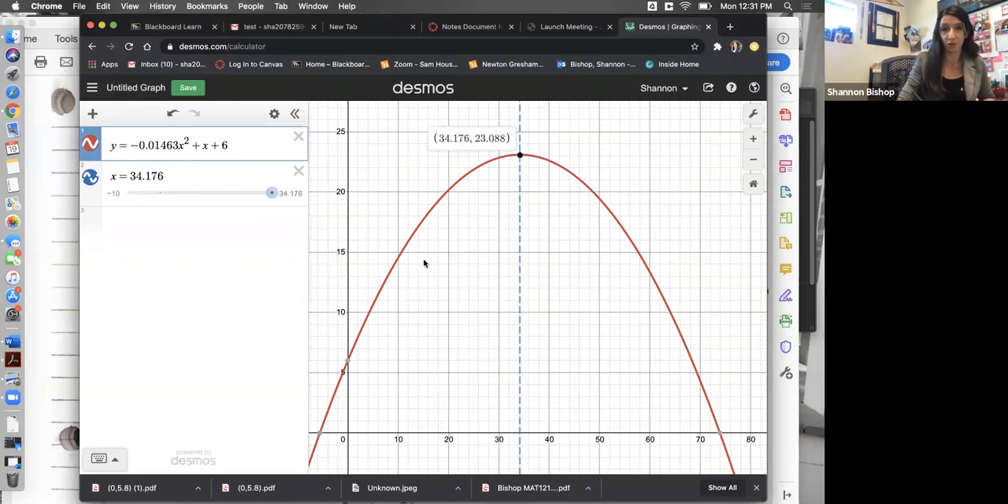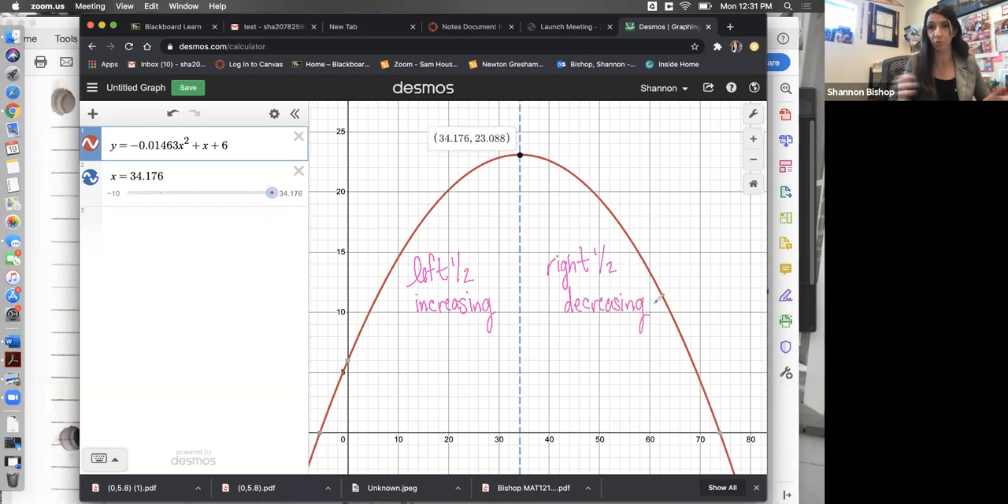So let me see if I can draw on my Desmos. I think I can, but I'm not positive. So yes, I can. So the left half of this parabola is increasing. And for this parabola, it's the right half that is decreasing. So the fact that you divide the parabola into left and right halves really helps illuminate why.